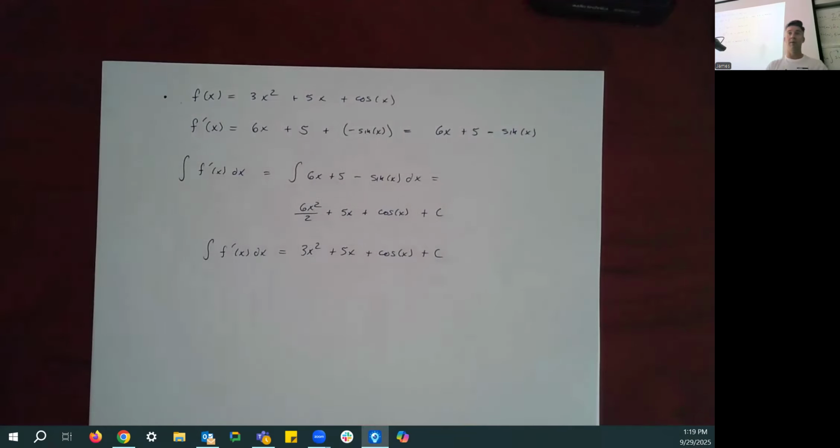That's the only difference. But really, the big picture is that differentiation and anti-differentiation do what? They undo each other. Exactly. That is the whole point. That is all the reason why we're talking about this.